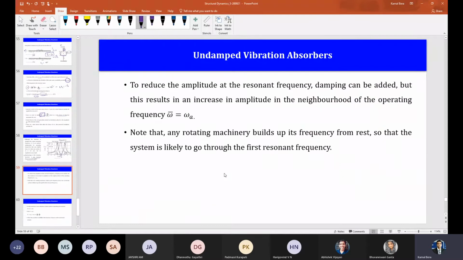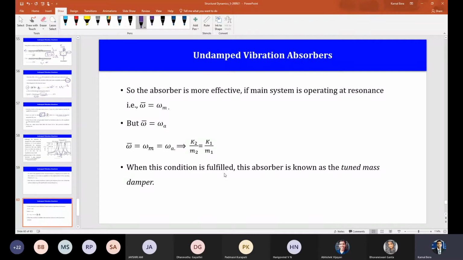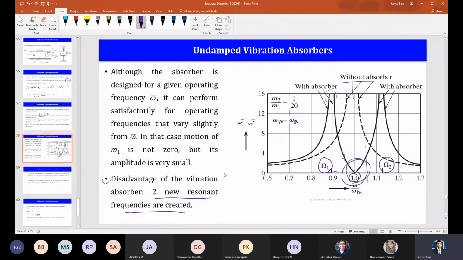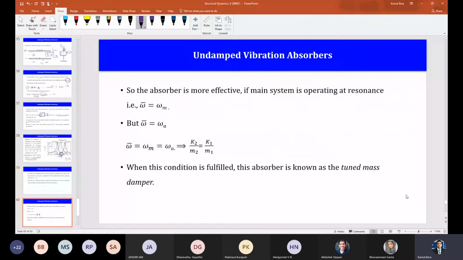To reduce the amplitude at the resonant frequency, damping can be added, but this results in an increase in amplitude in the neighborhood of the operating frequency. So the best idea is that the system operates in this region, I mean, the forcing frequency is equal to the system main mass frequency, and the condition omega bar equals omega a has to be satisfied. Then it is a tuned condition. Everything is tuned.